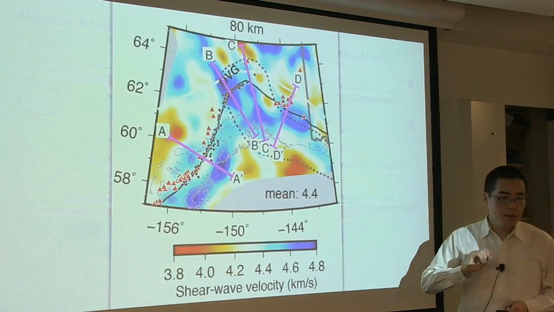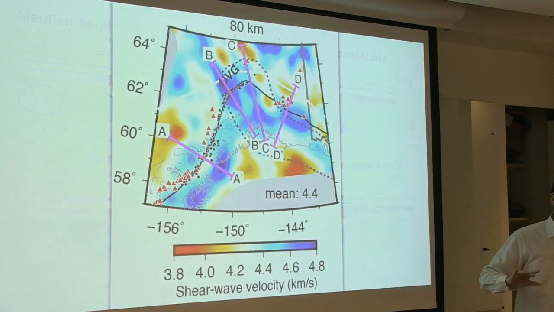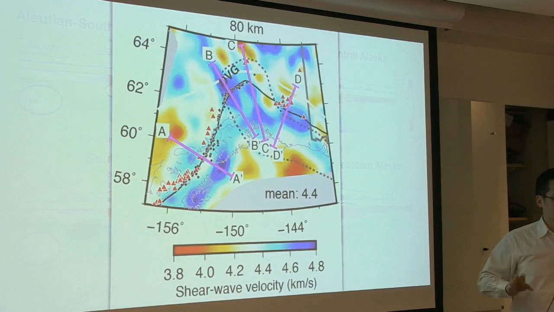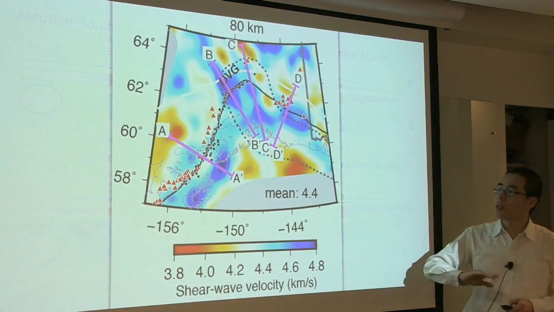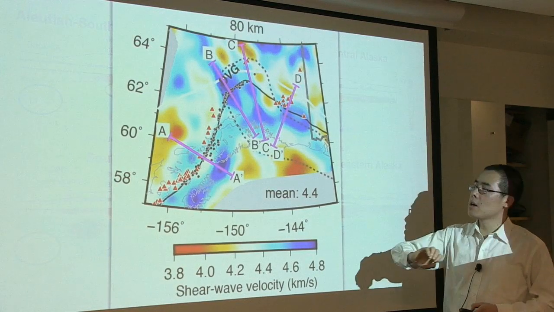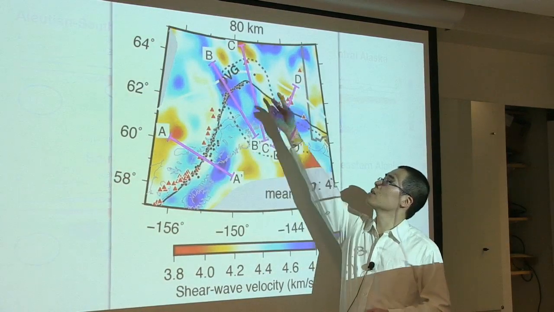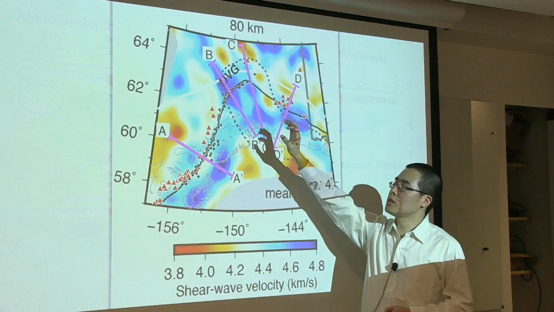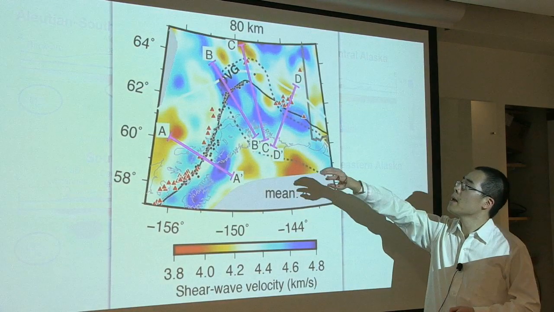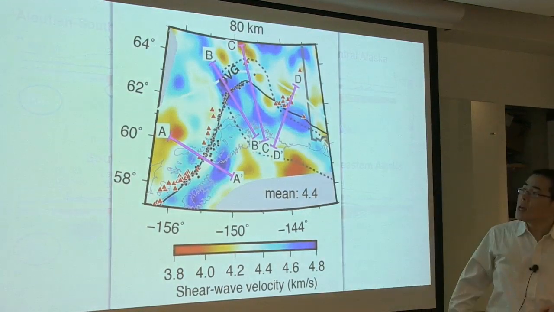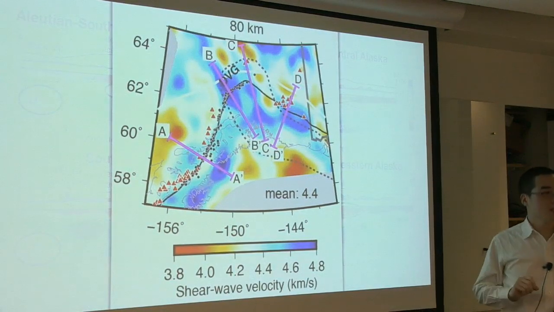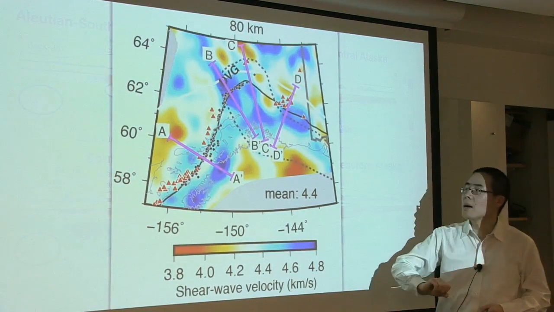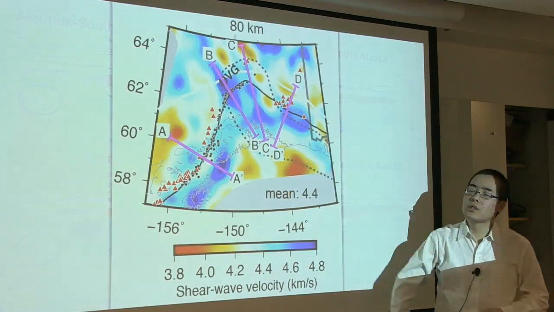So I talked about a few different depths in different regions. In general, we see low velocities in the back arc mantle of the Aleutian arc, actually also in south central Alaska as well, and also some of the Wrangell back arc mantle. And also we see very distinct high velocity subducting slabs in different regions along the strike.